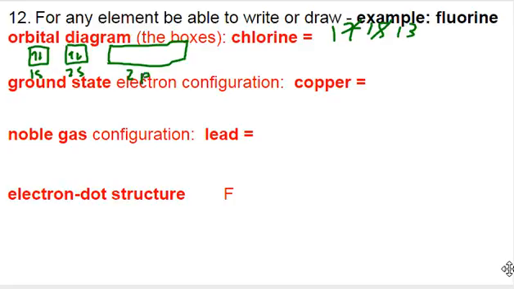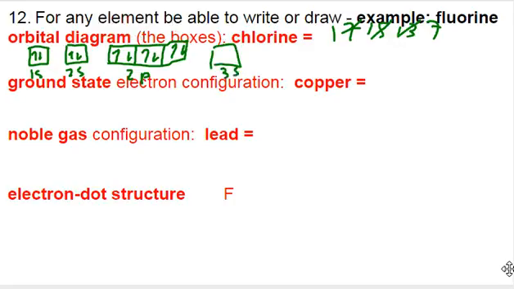Everybody know where I'm getting these from? On the back of your periodic table? That can hold 6. I've still got 13 left, so I can go ahead and put 6 in here. So now there's 7 left.